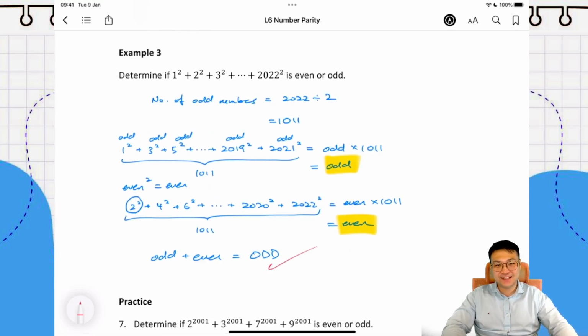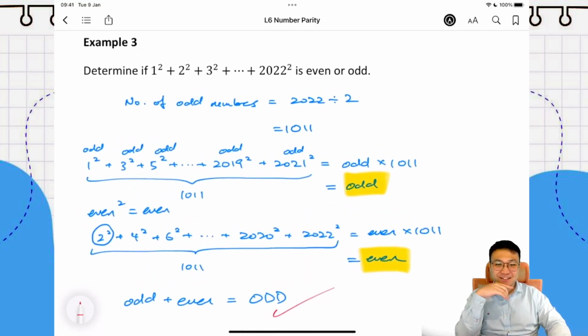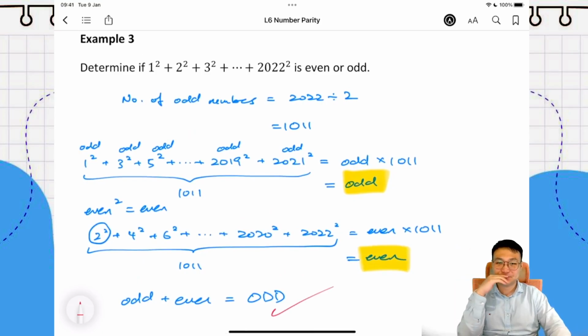Okay, so students, this is how you do it. Just separate the odd from the even, and then you realize that it's going to be odd. Okay? Any questions? Raise your hand, students.